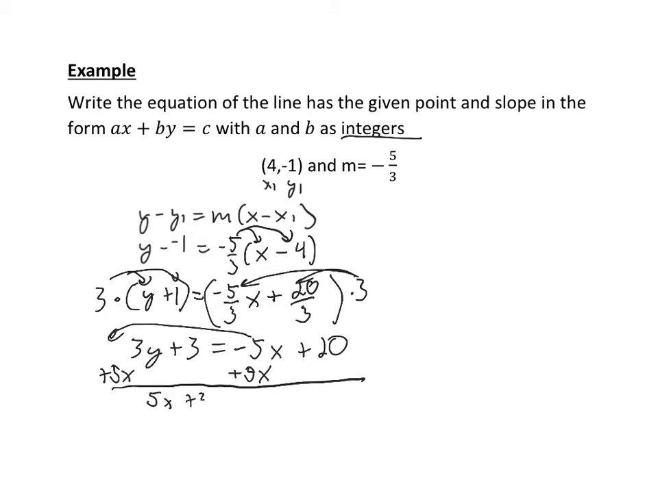5x plus 3y plus 3 equals 20. The last thing I need to do is just get the x's and y's by themselves on the left side. So we're going to minus 3. 5x plus 3y equals 17. And now we have a number times x plus a number times y equals 17, and they are all integers.